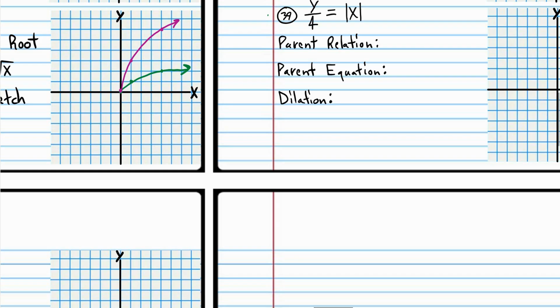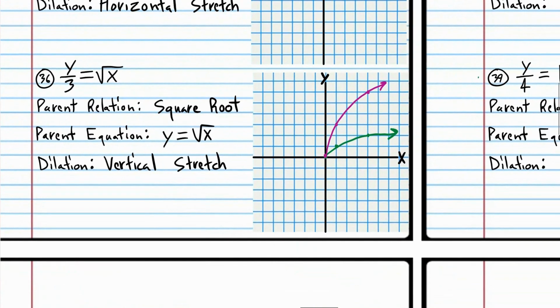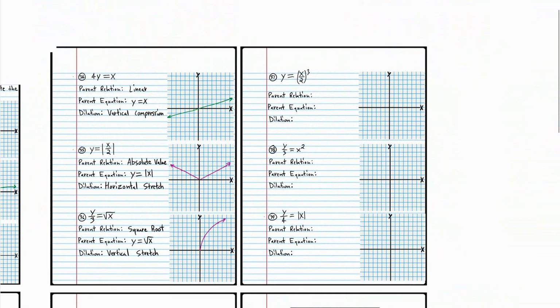So maybe we should keep that previous graph, and you can see it's called a vertical stretch because we pulled up on the green graph to get the purple graph. We pulled up on it. Okay, on to 37.